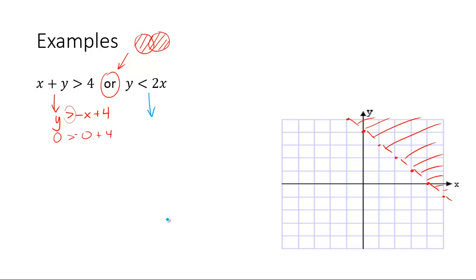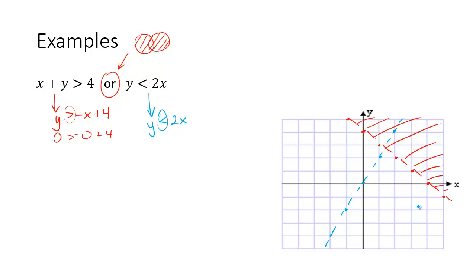Now let's take a look at this one. This is the same inequality as before, y less than 2x. So remember, it started at 0 and went up 2 over 1. However, again, it's not including the boundary, so it's a dotted line.